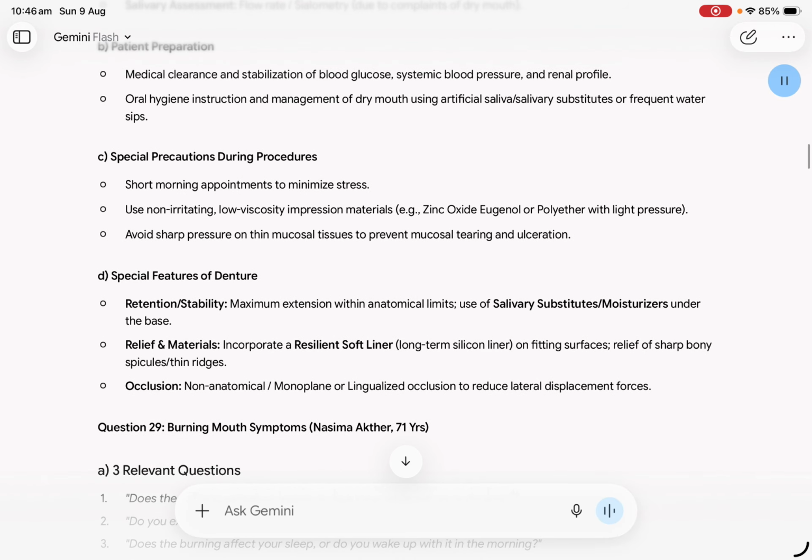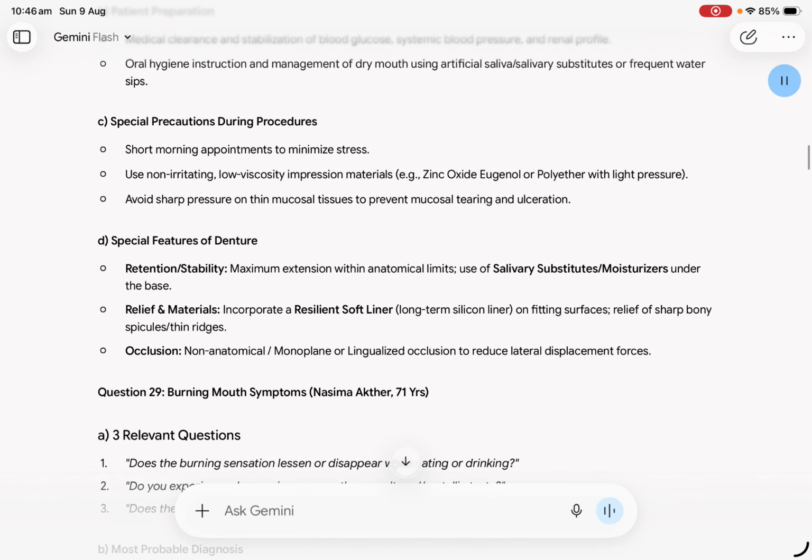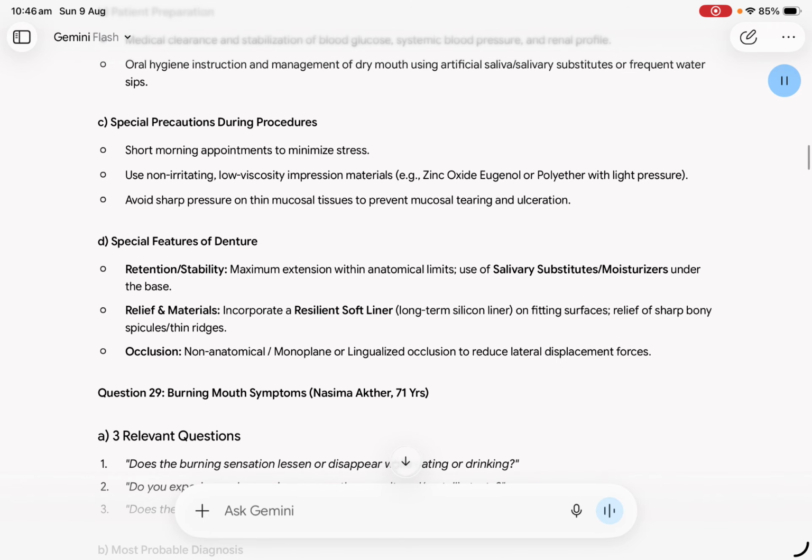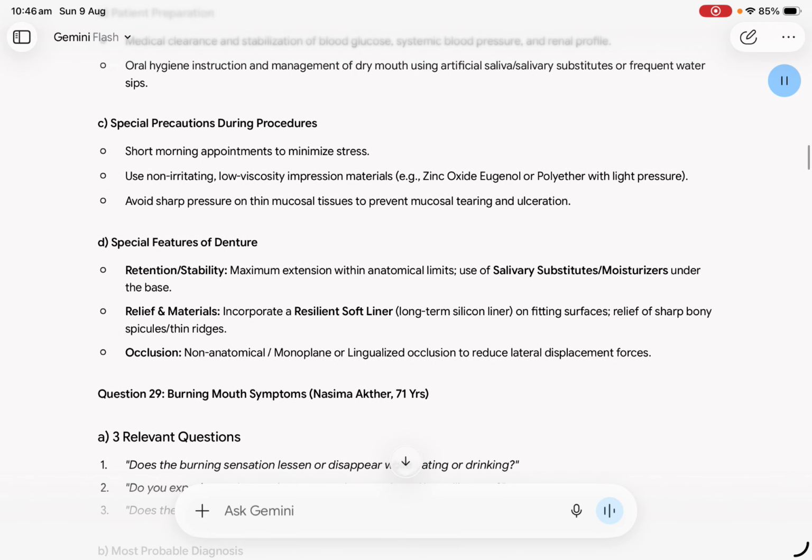D. Special features of denture. Retention/stability. Maximum extension within anatomical limits. Use of salivary substitutes, moisturizers under the base. Relief and materials. Incorporate a resilient soft liner, long-term silicone liner, on fitting surfaces. Relief of sharp bony spicules, thin ridges. Occlusion, non-anatomical/monoplane or lingualized occlusion to reduce lateral displacement forces.